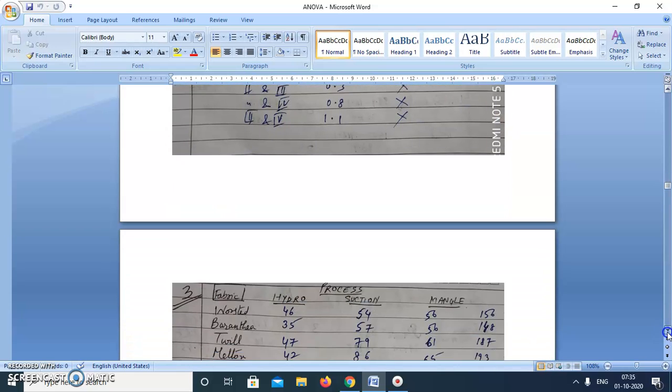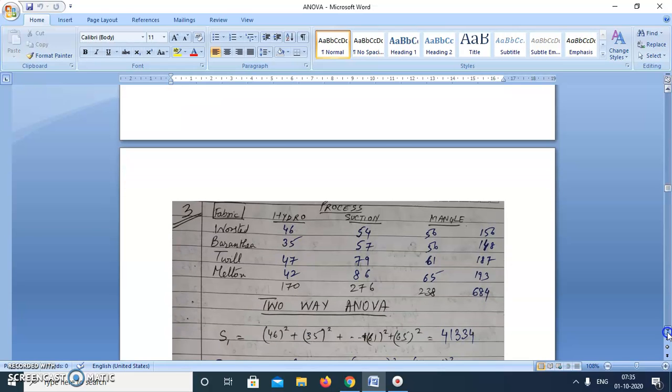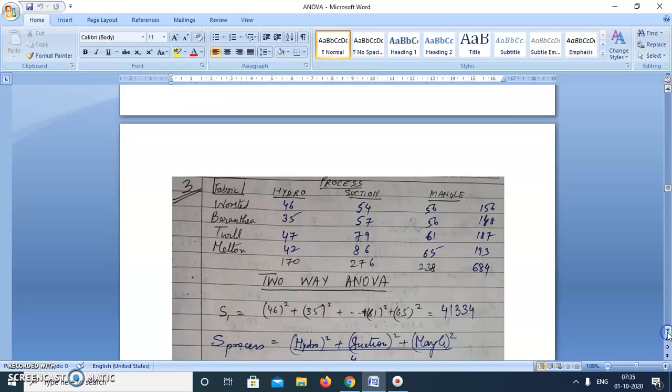Okay. Now this is question number 3, and this is about two-way ANOVA. We need to understand this today. What is the meaning of two-way ANOVA and one-way ANOVA? In one-way ANOVA, there was only one factor, which was fabric type. We were studying the effect of fabric type on abrasion resistance.